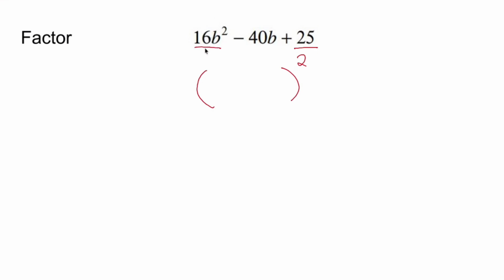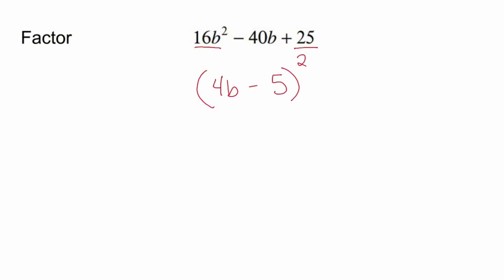The way you test to see if something is a perfect square trinomial is you write out the first term by taking the square root of the first term, so 4b. You write out the second term by taking the square root of the last term, so 5. And then the minus sign just kind of comes along for the ride.